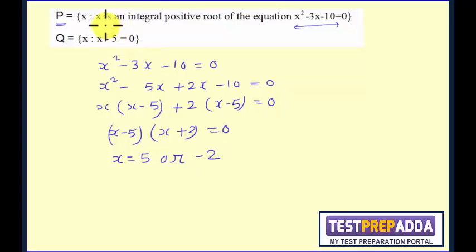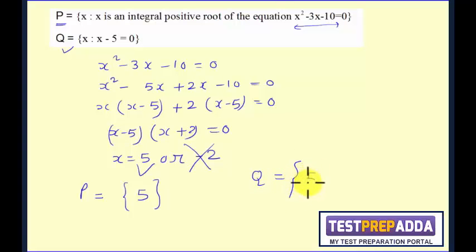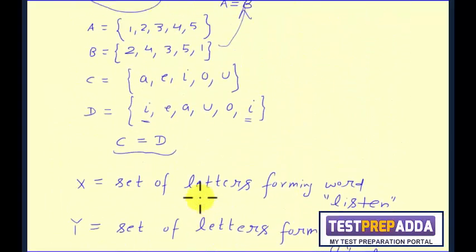Now you can see in the set it is written x is an integral positive root of the equation. So we will not consider this minus 2. So x is 5. So P is nothing but {5}. Now if I consider set Q, x minus 5 is equal to 0. So what is x? x is 5. So Q is equal to {5}. You can see both sets have the same number of elements, 1 and 1. And both have 5. And that is why P and Q will be considered as equal sets. Got it? This way we define the equality of sets.